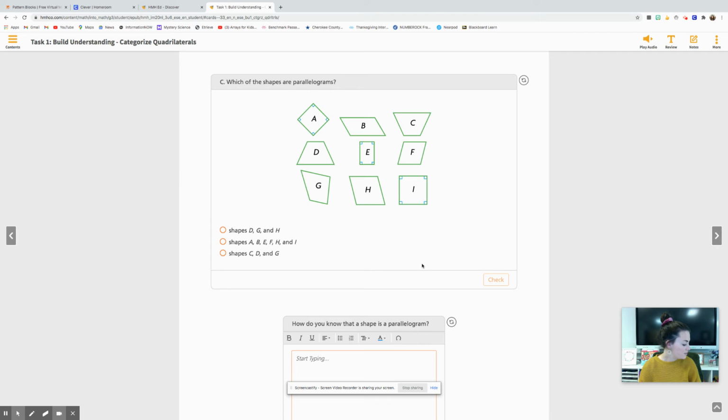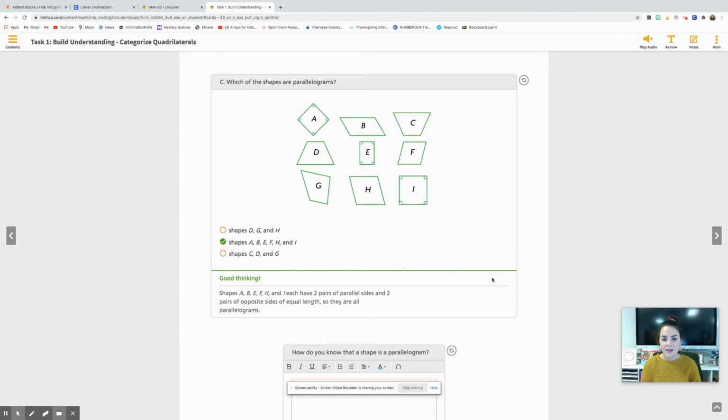The next part says parallelograms. It wants to know which of these shapes are parallelograms. Well, to be a parallelogram, we have to have 2 pairs of parallel sides. Okay? So the shapes in here that have parallel sides, I want you to go ahead and circle. Pause the video while you circle. And the answer you should have got here is shapes A, B, E, F, H, and I. If you look at these shapes, they each have 2 sets of parallel sides, their tops and their bottoms.